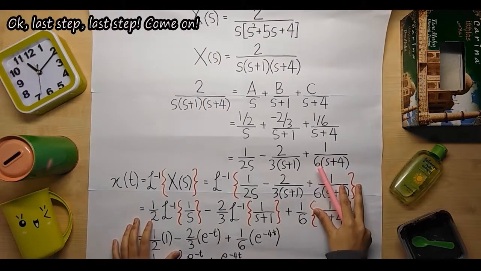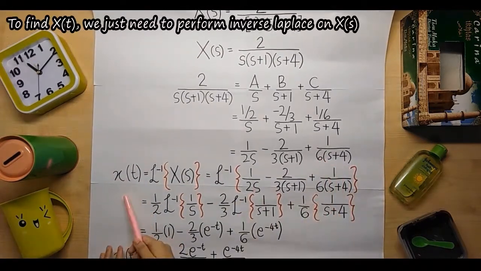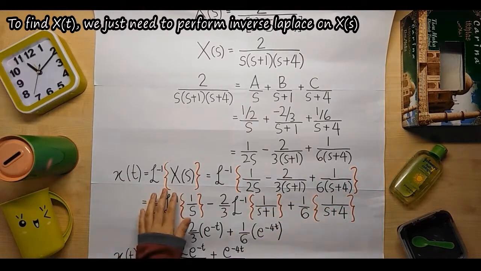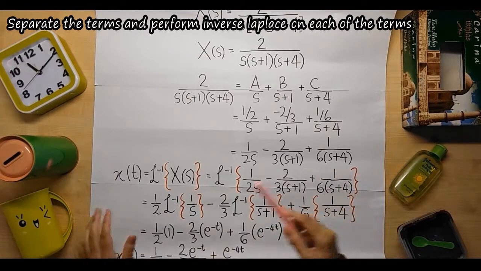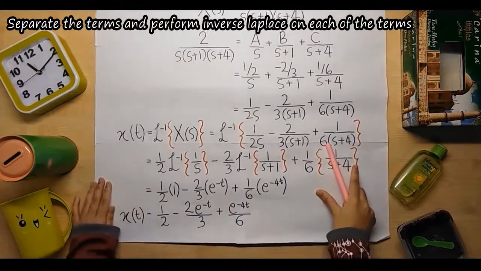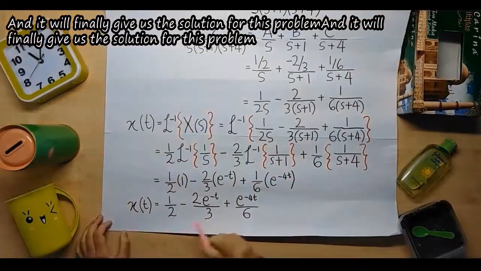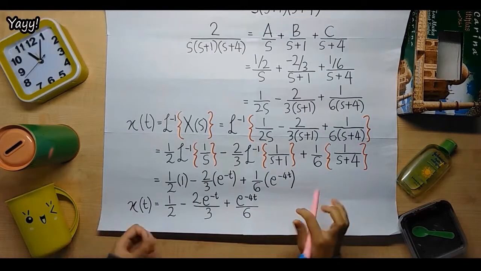Last step. To find x(t), we just need to perform the inverse Laplace on X(s). Separate the terms and perform the inverse Laplace on each of the terms, and it will finally give us the solution to this problem.